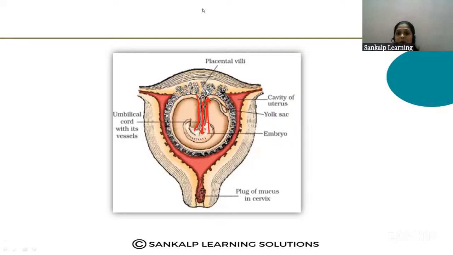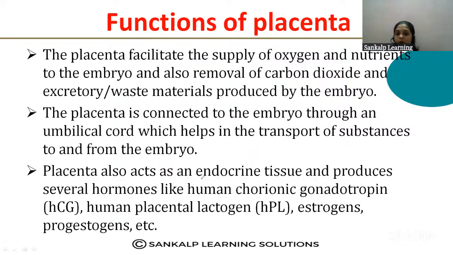And very important, note this down: the placenta also acts as an endocrine tissue. What do you mean by endocrine gland or endocrine tissue? Endocrine tissues are those that secrete hormones. The placenta acts as an endocrine tissue because it releases some hormones.